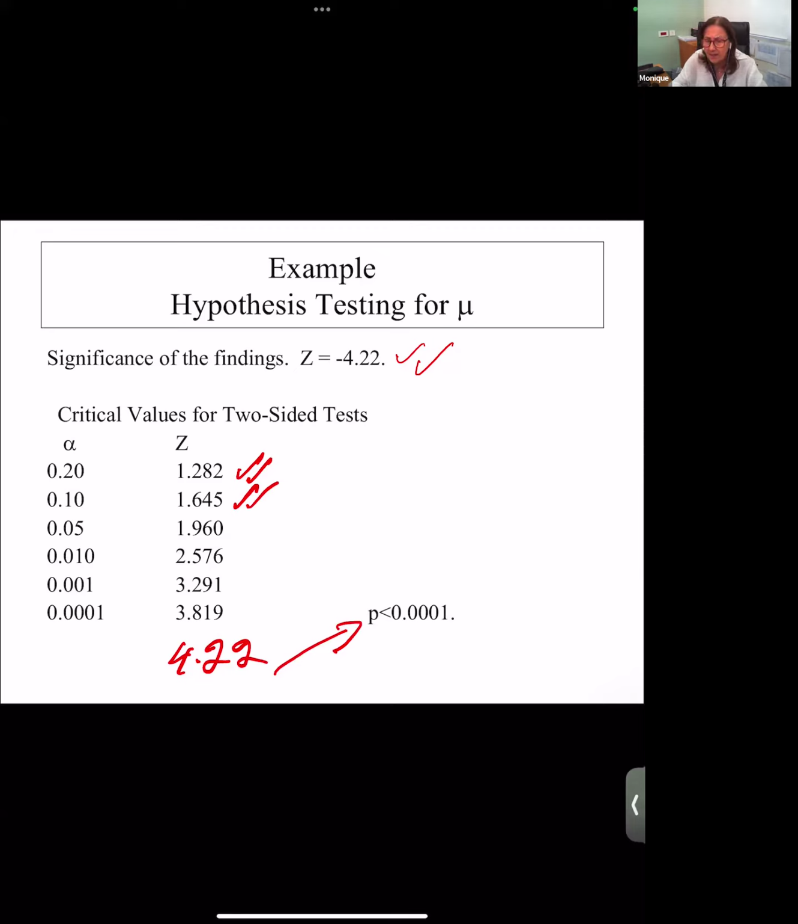Is that rare or not? When you say probability 0.001, yes, it's rare.